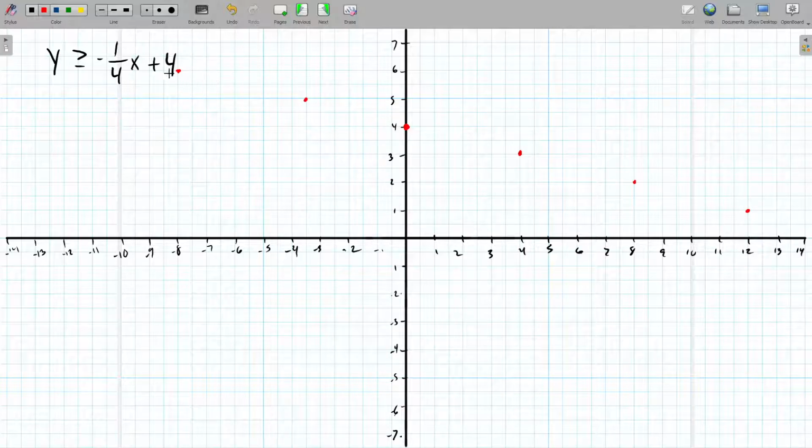Here's where things get a little bit different. If you see that this is a greater than or equal to or less than or equal to, meaning that there is the line underneath these, we're going to graph this with a solid line. Just like we did when it was y equals, a solid line.